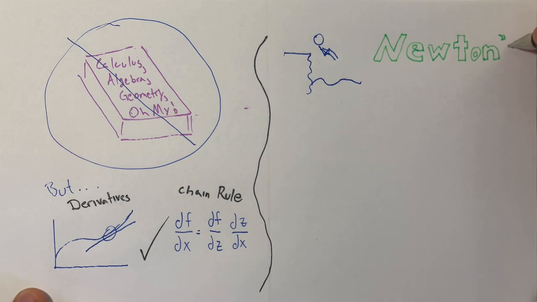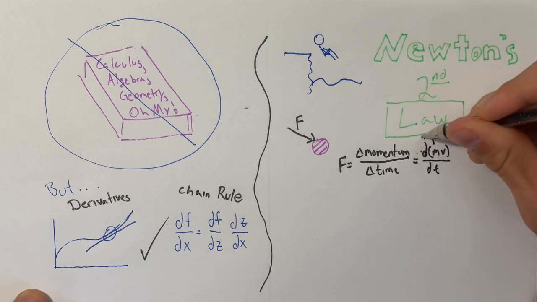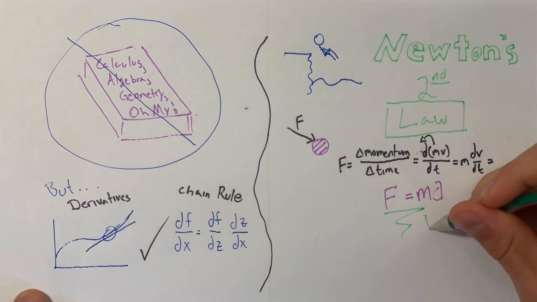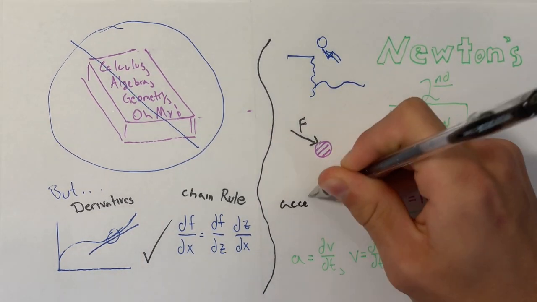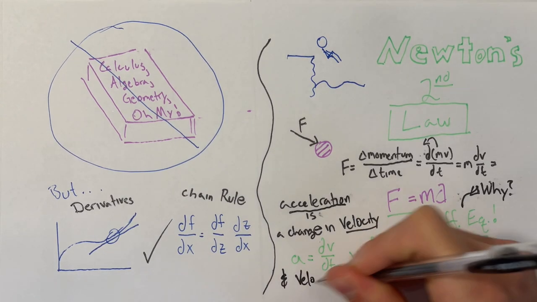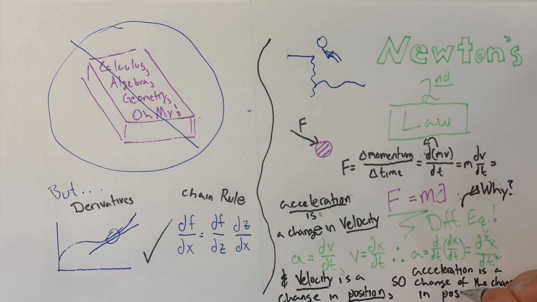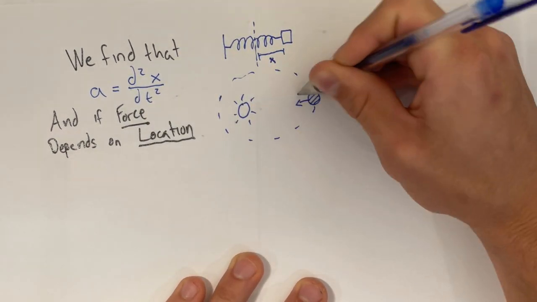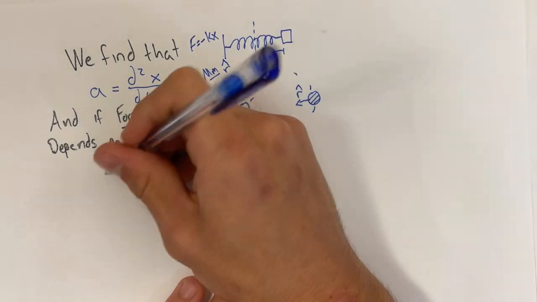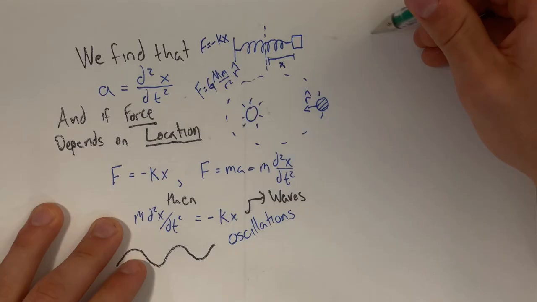Newton's second law of motion is one of the most famous equations ever. It tells us that the force on a particle is equal to the rate of change of its momentum, or if its mass doesn't change, F equals ma. At its heart, this is a differential equation. That is, acceleration is the rate of change of velocity, dv/dt, and velocity is the rate of change of position, dx/dt. So acceleration is the rate of change of the rate of change of position, d squared x/dt squared. So if we know the force as a function of position, say in the case of a mass on a spring or a planet orbiting a star, then we have positions on both sides and we can solve for the particle's position as a function of time.